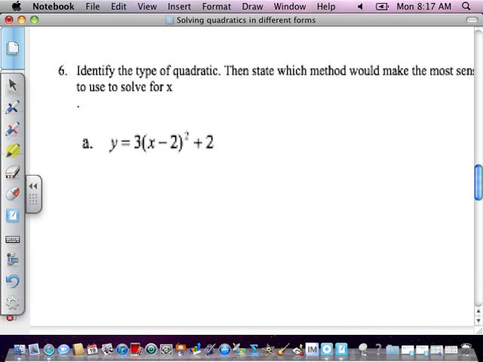So for the front, I know it looks like a lot of problems, but all we're doing is identifying what type it is and what way we would use to solve for x. We're not actually solving. Okay, can somebody raise their hand and tell me what type is this? Yes, Elijah. This is vertex form.